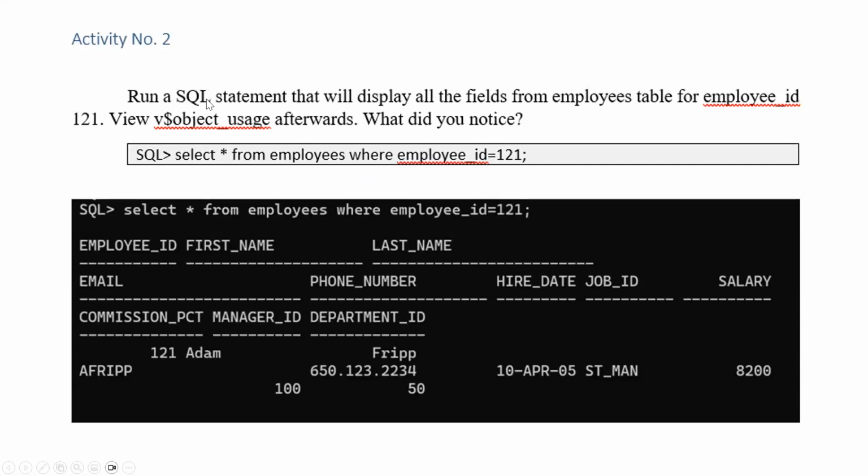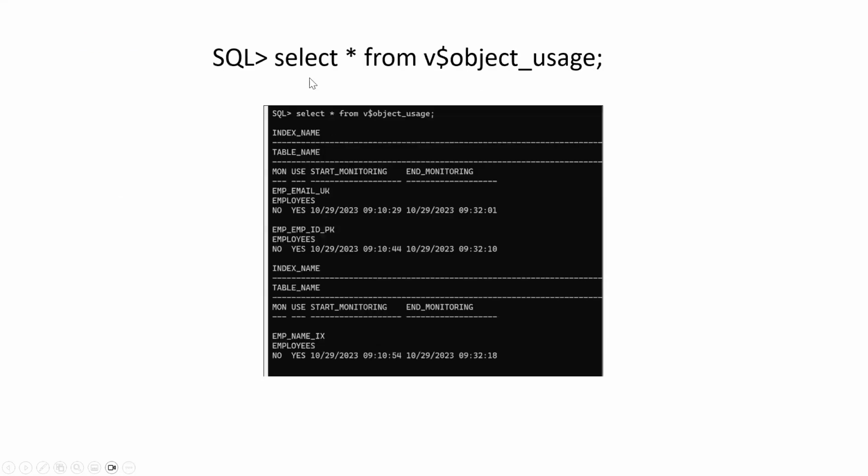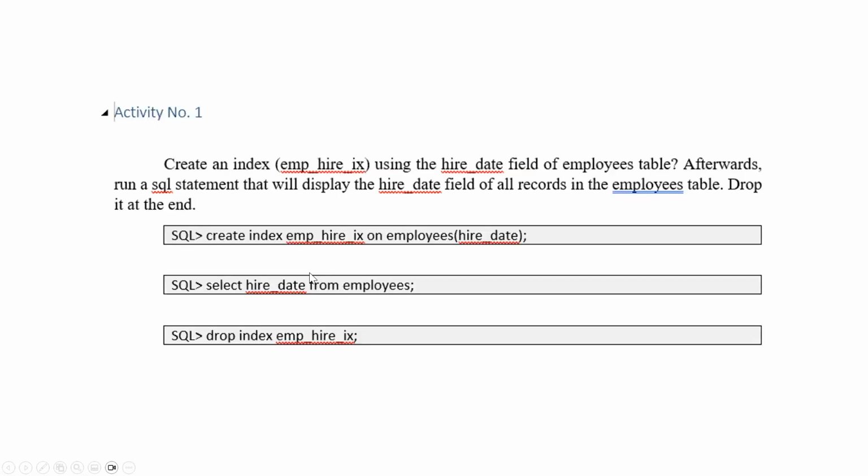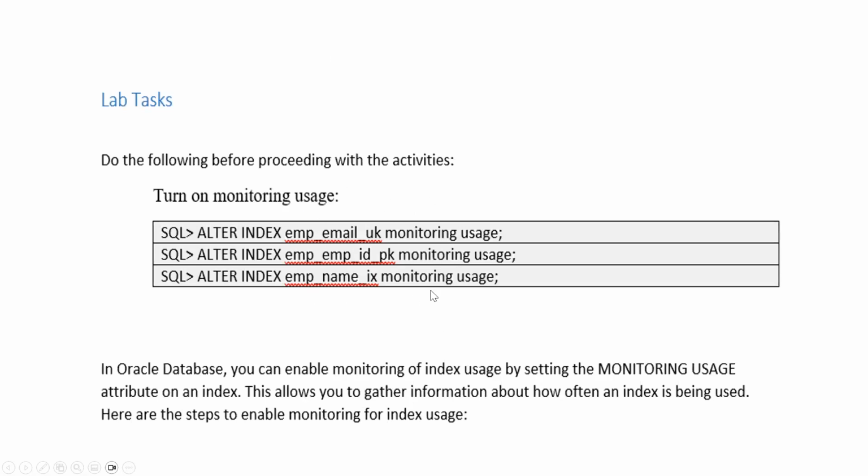Here what we want to do is run an SQL statement that will display all the fields from employees for employee ID 101. So we said SELECT * FROM employees WHERE employee_id = 101, and then the whole record is being displayed. And then we want to view object usage after it. So we say SELECT * FROM V$OBJECT_USAGE. Now it is going to give us EMP_EMAIL_UK, EMP_EMAIL_ID_PK. You remember we have an EMP_NAME_IX.